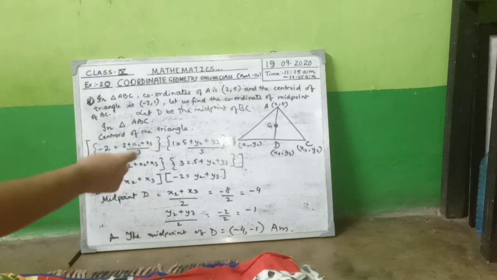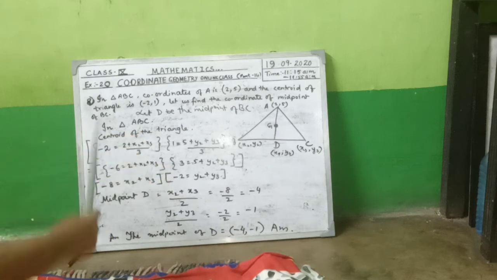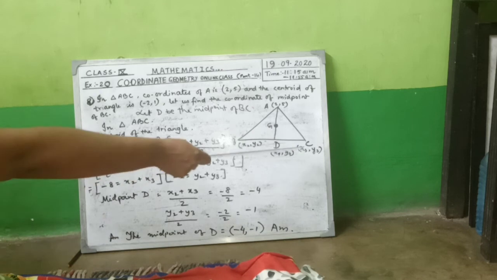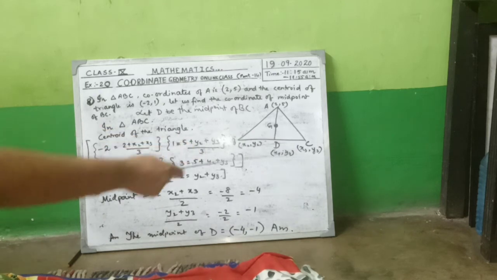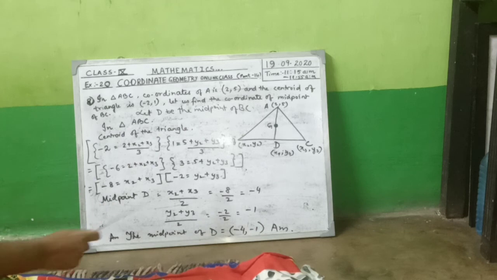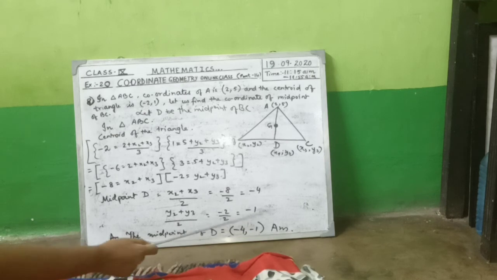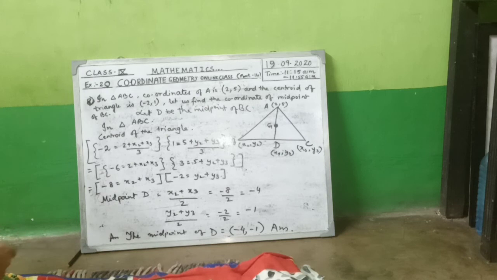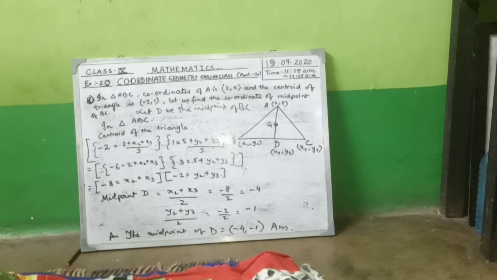Now the ordinate, y2 plus y3 divided by 2. We know y2 plus y3 is equal to minus 2. So instead of y2 plus y3, we will write minus 2 divided by 2, that is equal to minus 1. So we have found the abscissa and the ordinate of the midpoint D. The midpoint D is equal to (2, minus 1). This is your answer. Children, copy the sum carefully.